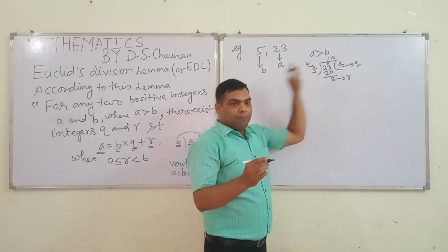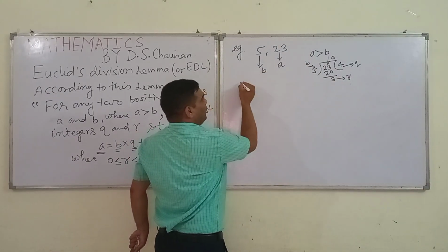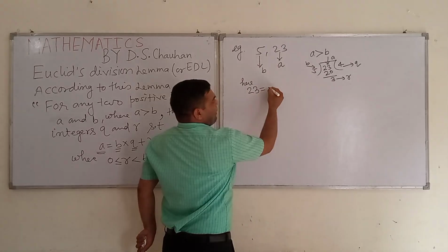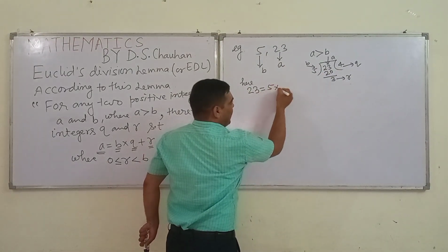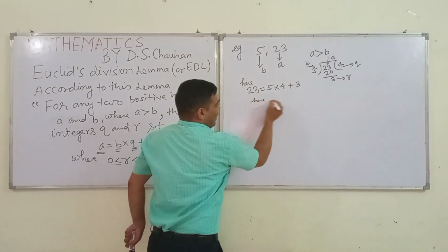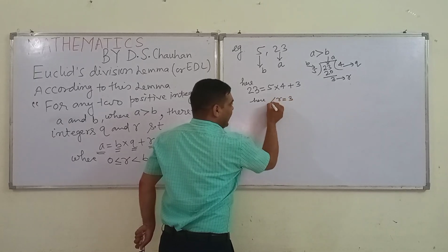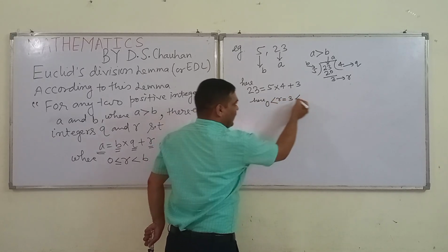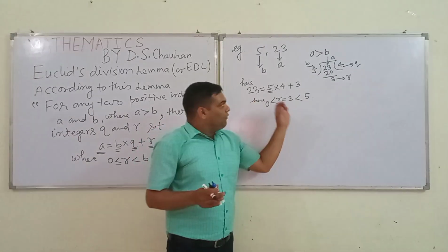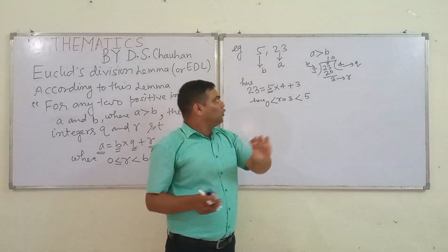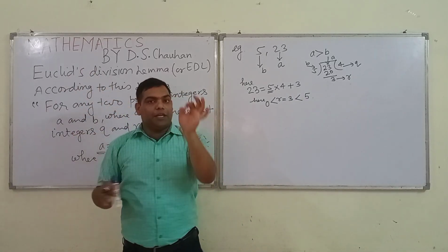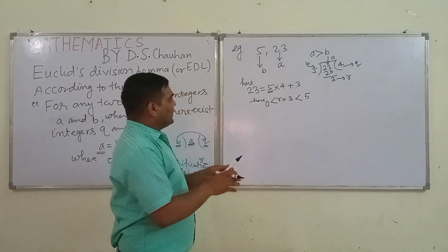Keeping all these four things in mind, students, we can note down here: 23 can be written as divisor into quotient, that is 5 into 4, plus remainder, which is here 3. Here our remainder 3 is greater than 0 but less than the divisor, which is 5 here. Okay students, I hope all of you have got my point, what I want to tell you with the help of the concept of Euclid's division lemma or Euclid's division algorithm.